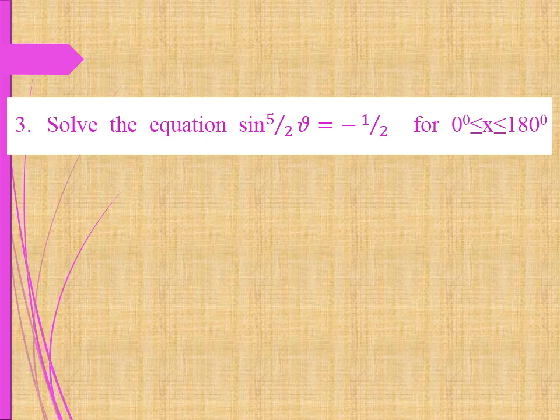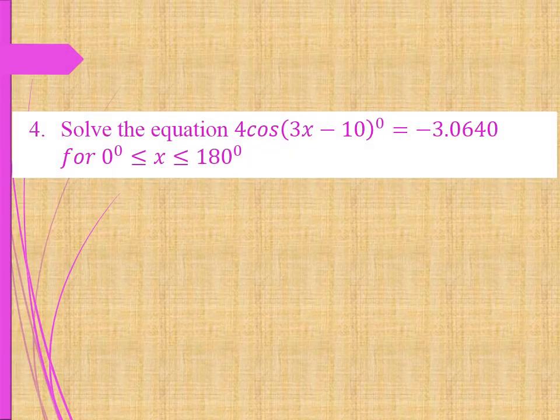Question 3. Solve the equation sin of 5 over 2 theta equals negative 1 over 2 for 0 degrees less than or equal to x less than or equal to 180 degrees. Question 4. Solve the equation 4 cos of (3x minus 10 degrees) is equivalent to negative 3.0640 for the range 0 degrees less than or equal to x less than or equal to 180 degrees.